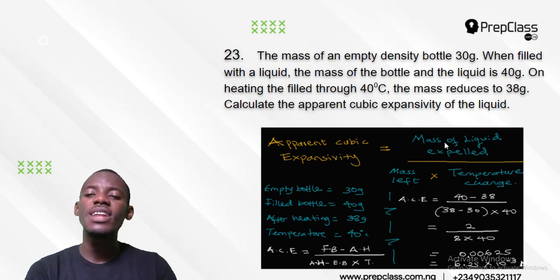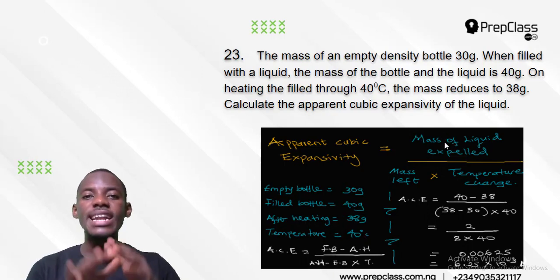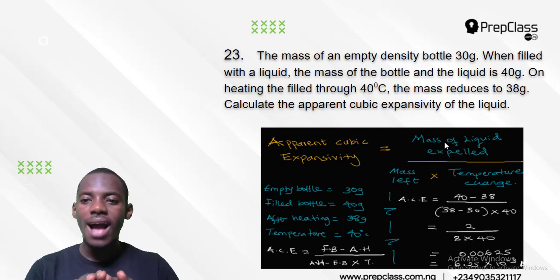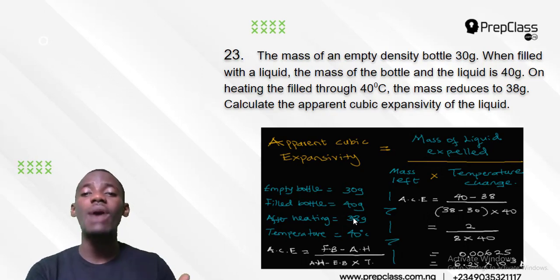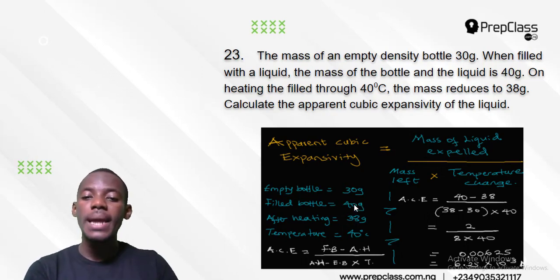Now what is the mass of liquid that will pour over? If you have a liquid in the bottle and you heat it, part of the liquid will get expelled. We have the empty bottle as 30, then the bottle filled as 40. So the liquid expelled is going to be the gap between them. After heating, the mass of the bottle is now 38. So the mass that flowed out is just the gap between the filled bottle and the mass of the bottle after heating.